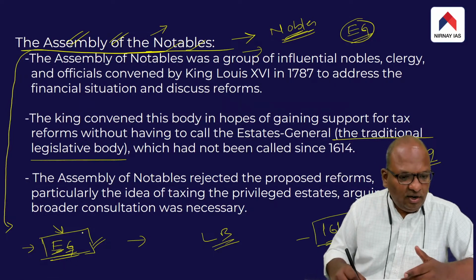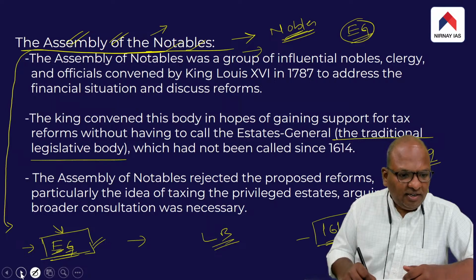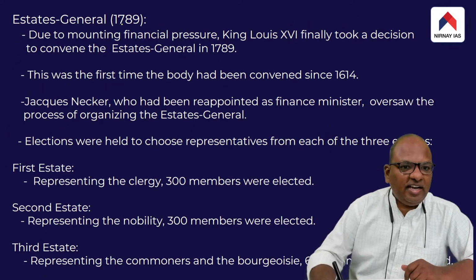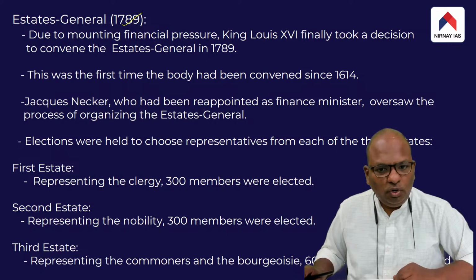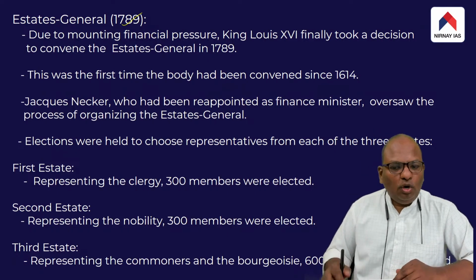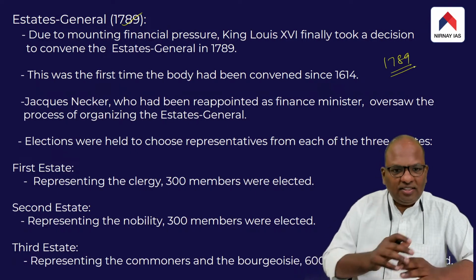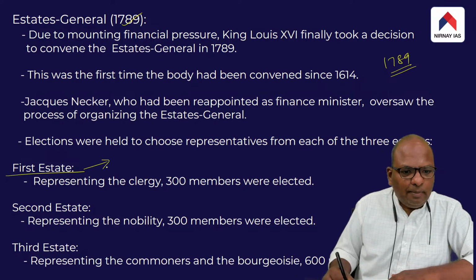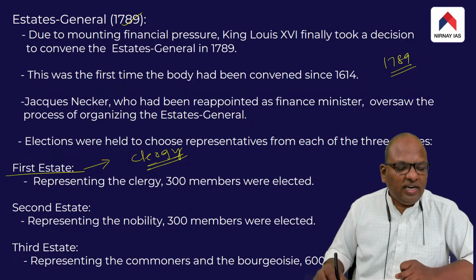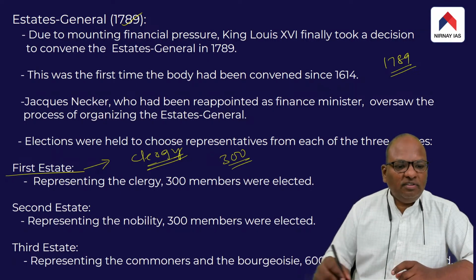So the point is, the king ordered Necker, the finance minister, to conduct elections to the Estate General, and elections were conducted in 1789 itself, and the members of the three estates were elected. I told you French society was divided into three estates. The first estate contained the representatives of the clergy, and about 300 members were elected as the members of the first estate.